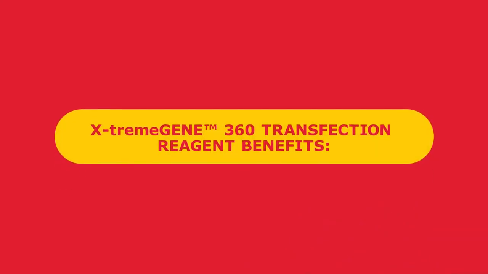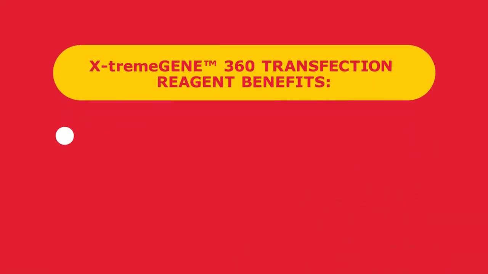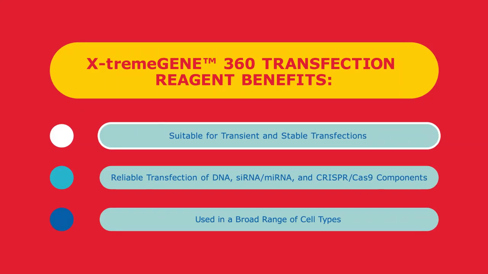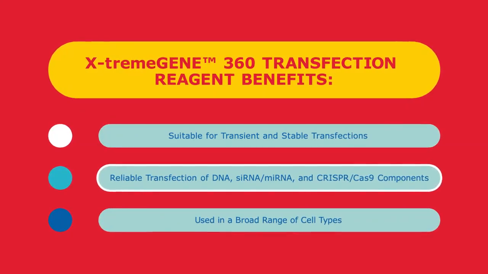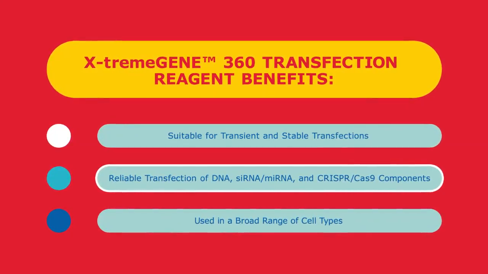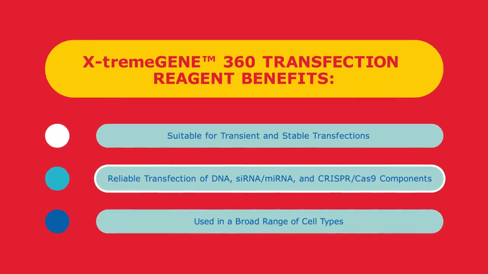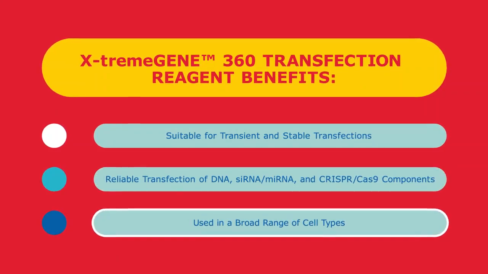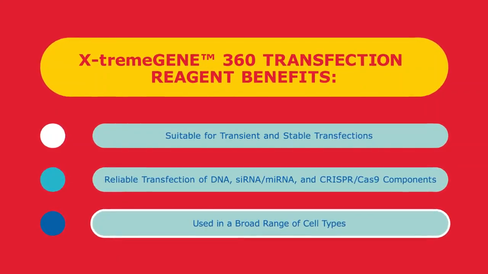With the X-TremeGENE 360 transfection reagent, you do not need to optimize the medium exchange step after addition of transfection complex. This universal transfection reagent removes much of the guesswork as it is reliable for transfection of DNA, siRNA, miRNA, and CRISPR-Cas9 components for both easy and hard-to-transfect cell lines.